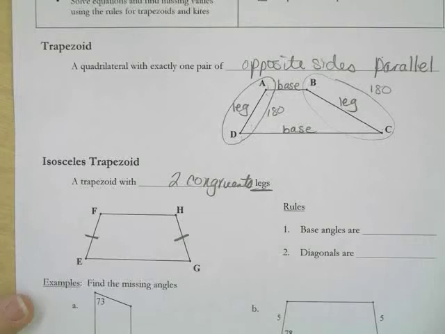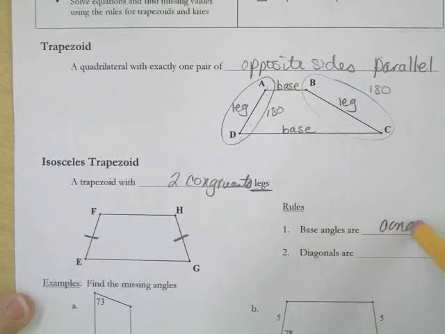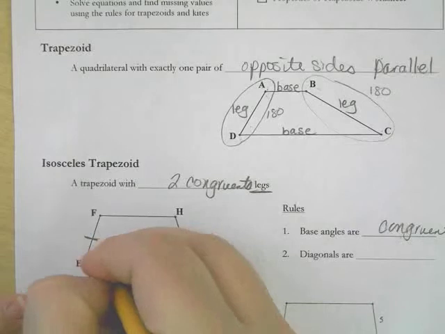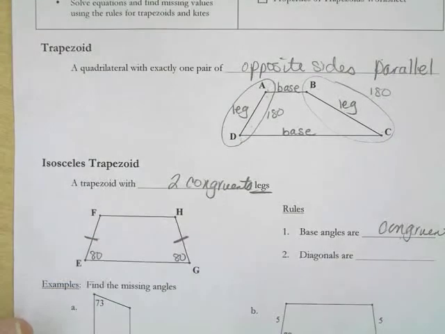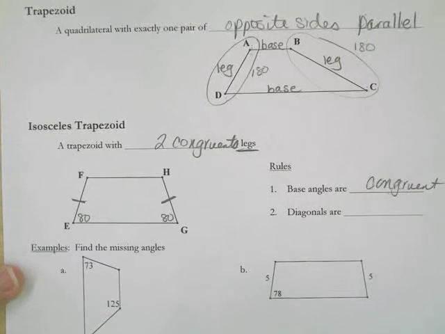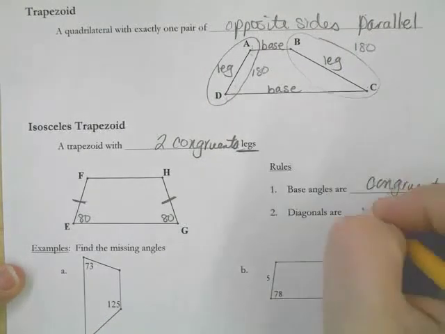Now, when you have that, then that tells you your base angles are congruent. So that would tell me if this one was 80, this base angle over here was 80. And then one more rule about diagonals: the diagonals of isosceles trapezoids are congruent.